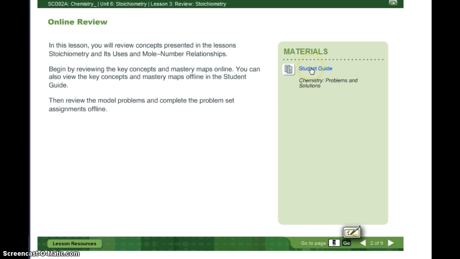I strongly suggest clicking on the student guide and using that to help you take your notes in this section. It also has a few other links that you will need.